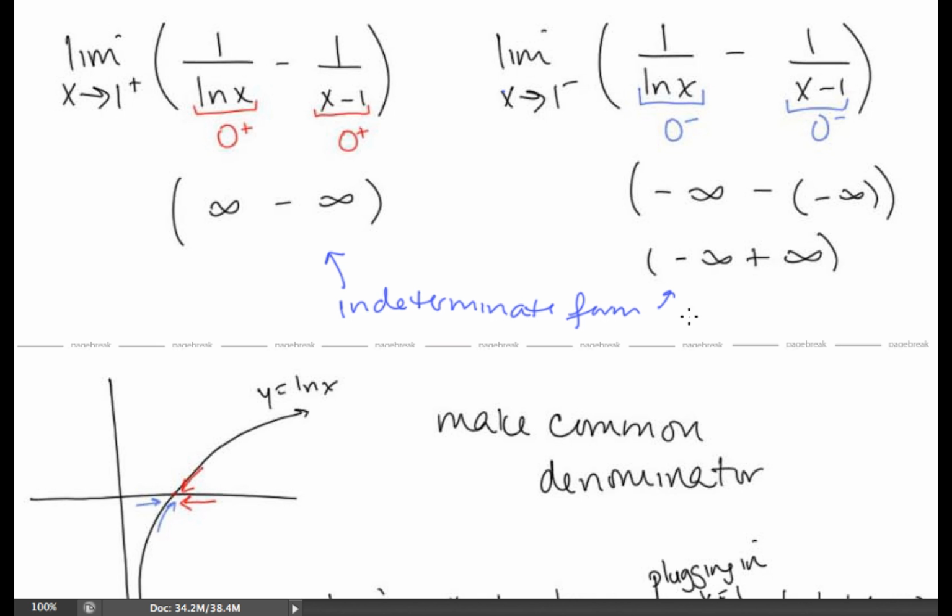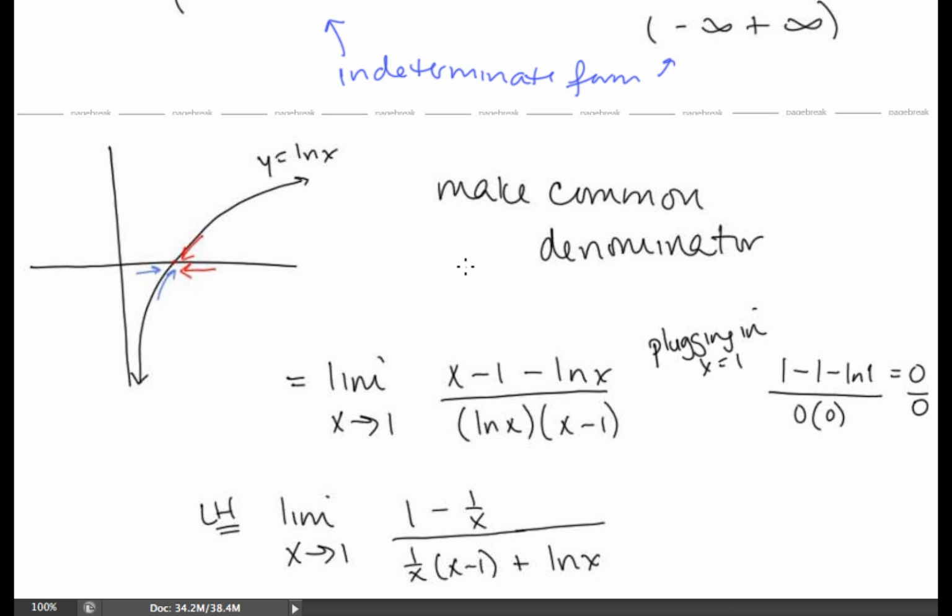So to get around this, our goal is to get it out of the form infinity minus infinity. So here we have the subtraction of two fractions. We should make a common denominator. So doing that gives us limit as x goes to 1, x minus 1 minus ln x over the product ln x times x minus 1. If it's necessary for us to break up the limit into left and right, we'll do that again, but let's hope not, and at this point let's do our calculations as x goes to 1 with a two-sided limit.